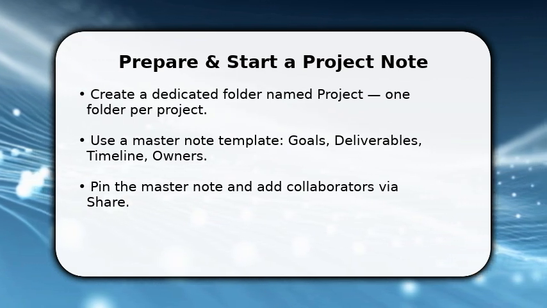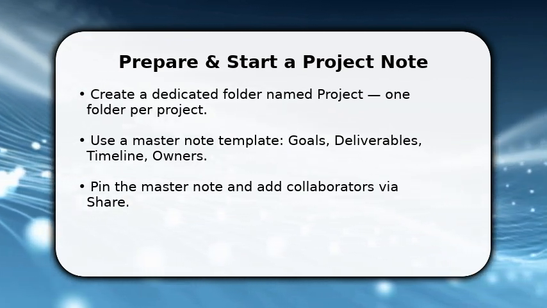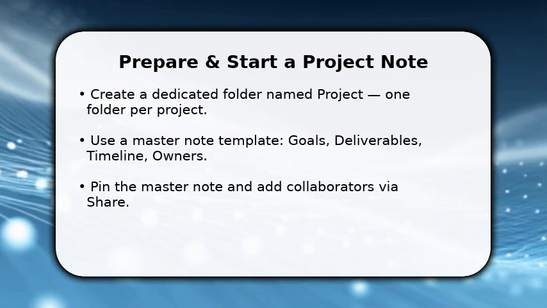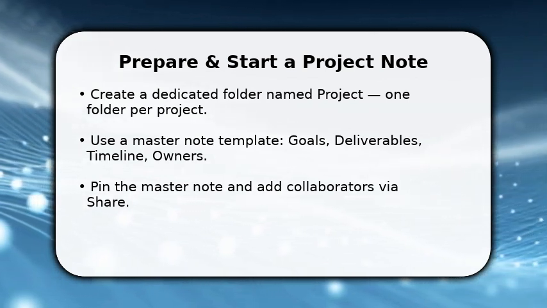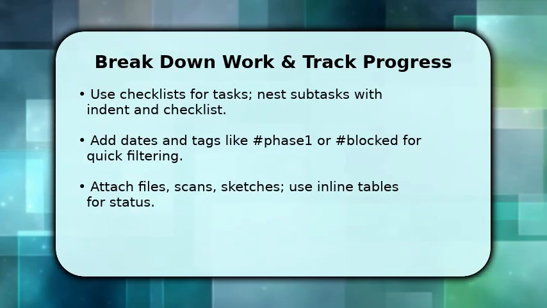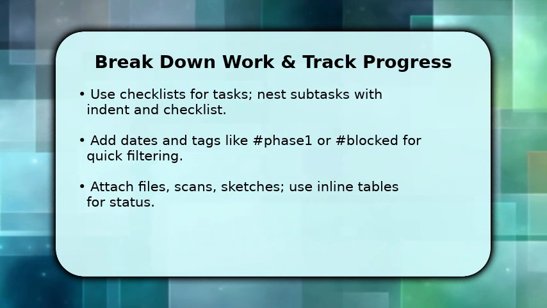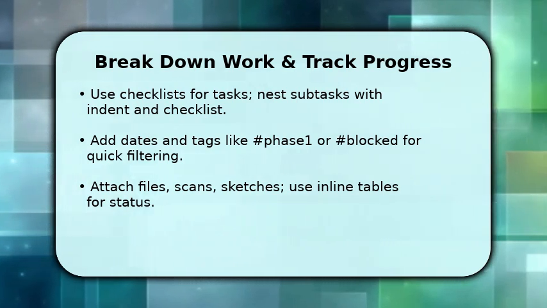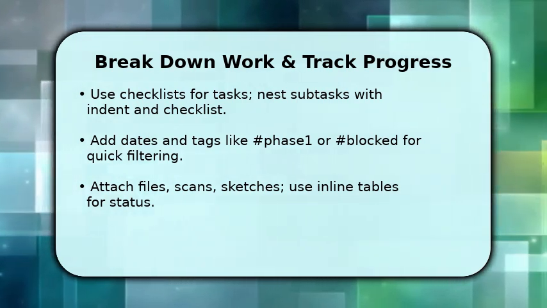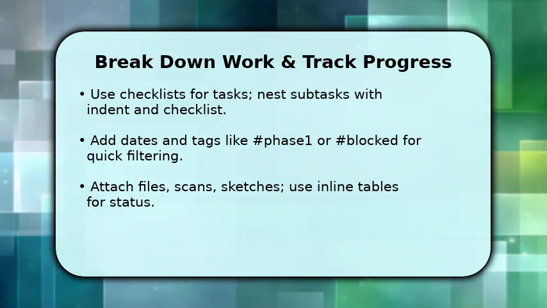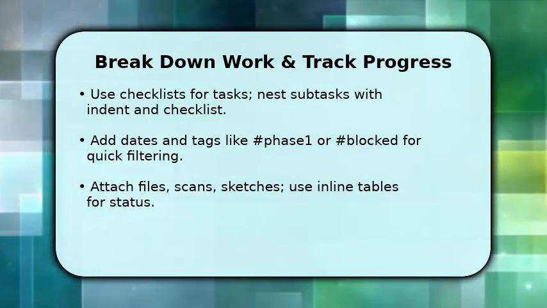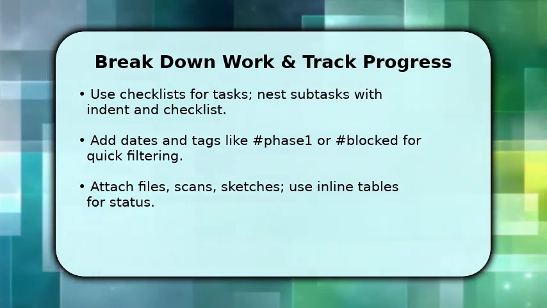This step prevents duplicate notes and keeps updates central, which reduces confusion and saves time when tasks start moving. You now break goals into actionable checklist items inside the master note, indent subtasks under parent tasks so hierarchy is clear. Add dates to important items and use consistent tags such as #phase1 or #block to enable fast searching.